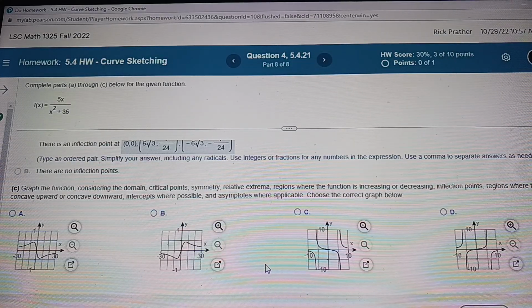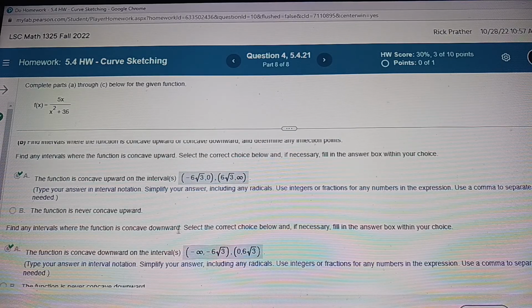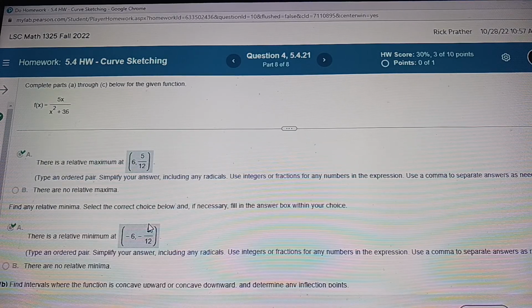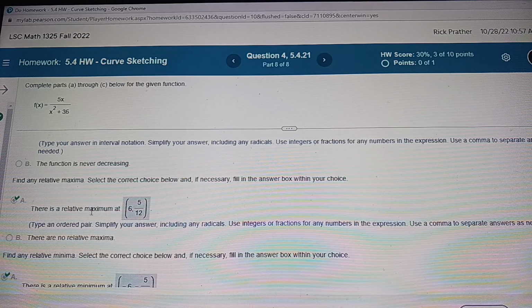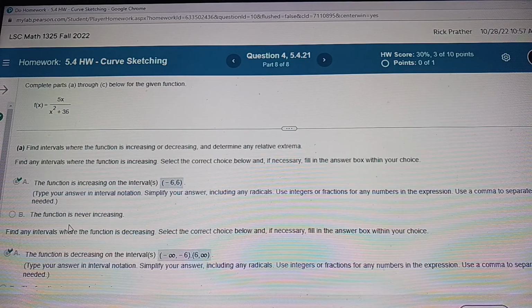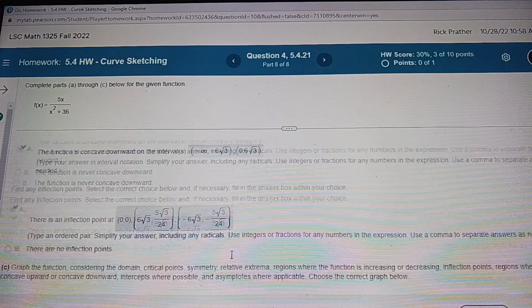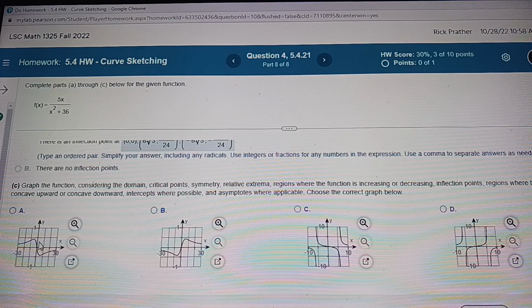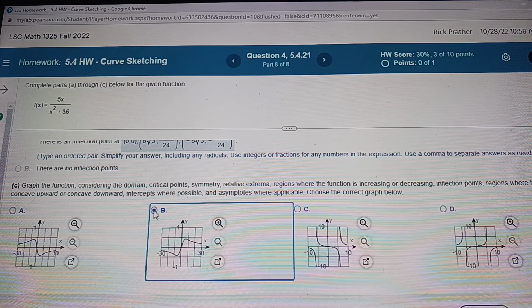Okay, so put all this together. We said it's increasing. Where was it increasing? It's only increasing between negative 6 and 6. It's decreasing every other time. So you can eliminate some choices from that. It's definitely not A. That's decreasing between those. There were no vertical asymptotes, so it can't be those graphs. So it has to be B, where it's decreasing first, then it's increasing, then it decreases again.